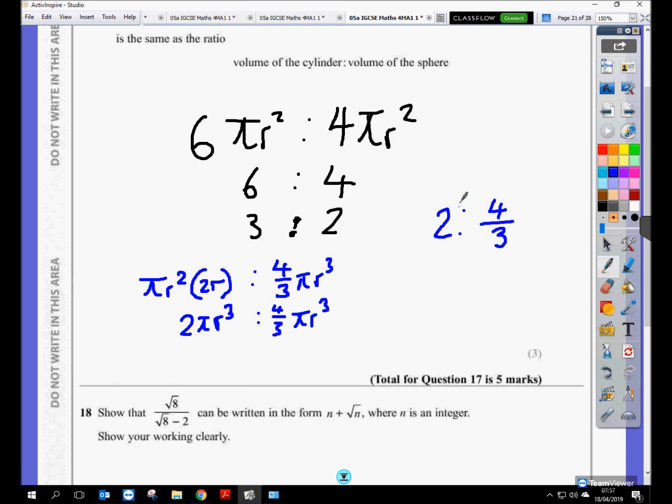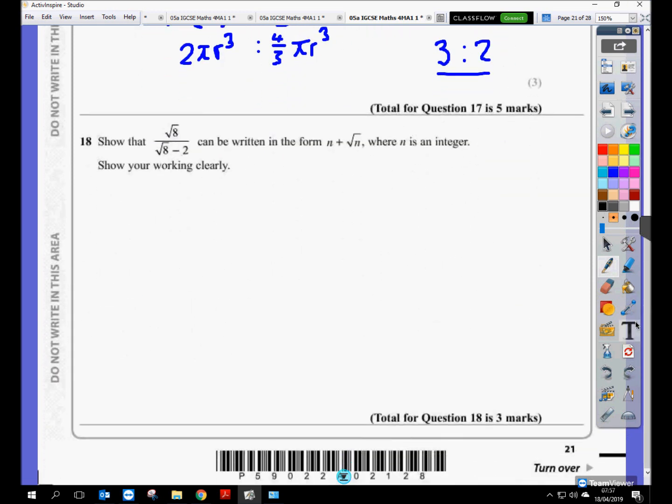Yep. Now this looks quite messy. I need to show that it's the same as 3 to 2. What I can do here is, because I have a fraction which is a divide by 3, I can multiply both sides by 3. And if I do that, I end up with 6 to 4, which cancels down to 3 to 2. And they're the same, which I expected all along. Next question.